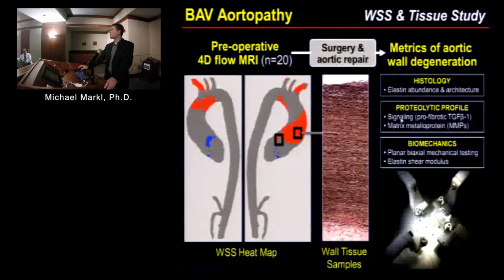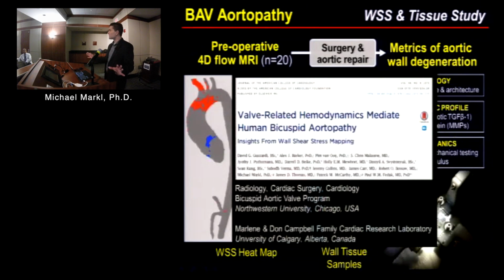The protein profile was analyzed, and there was also some biomechanical testing. So I just want to point out this was actually quite a major logistic effort that required the cooperation of a lot of people, and it also involves researchers from the University of Calgary, and I particularly want to point out Paul Fedak and David Gussardi, who headed the study in conjunction with us.